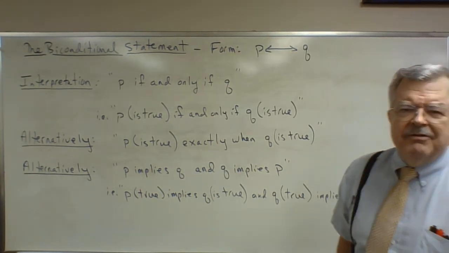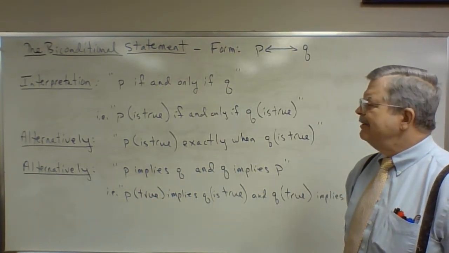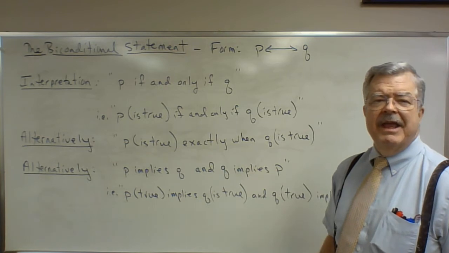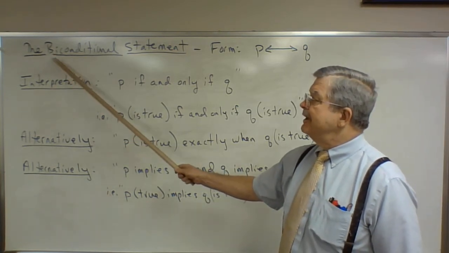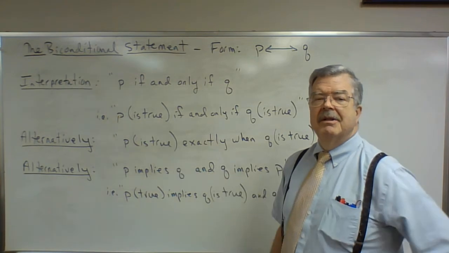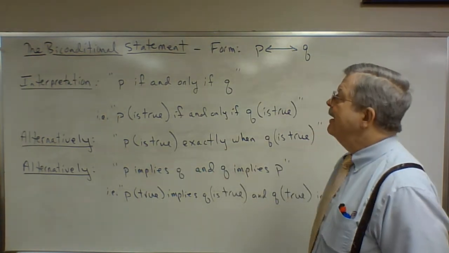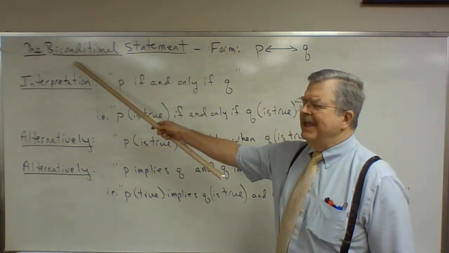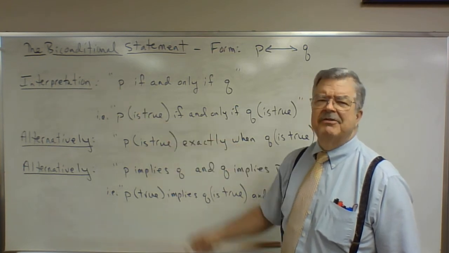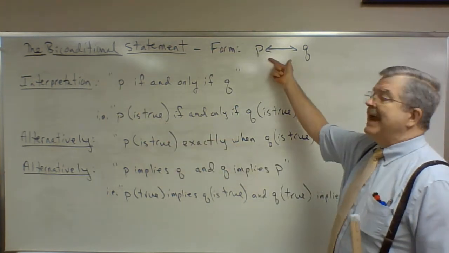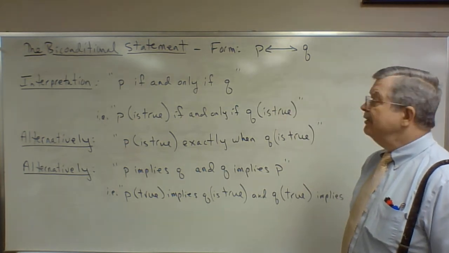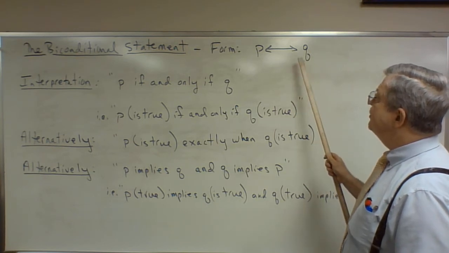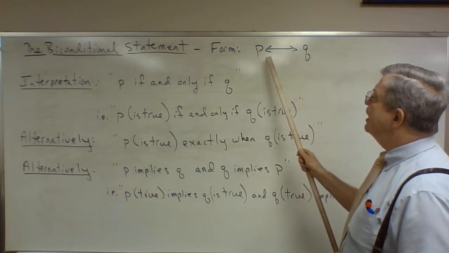Okay, this is the last of our compound statements that we need to know the truth values for. It's called a biconditional statement, and the prefix bi means two, like in bicycle. So essentially it's saying we have two conditional statements here, and we have an arrow that points both ways. So essentially what this is saying is P implies Q, and since the arrow goes this way too, Q implies P.